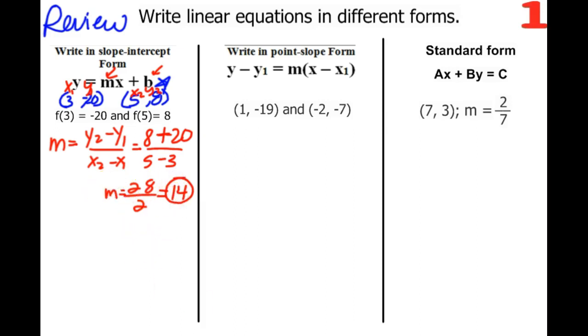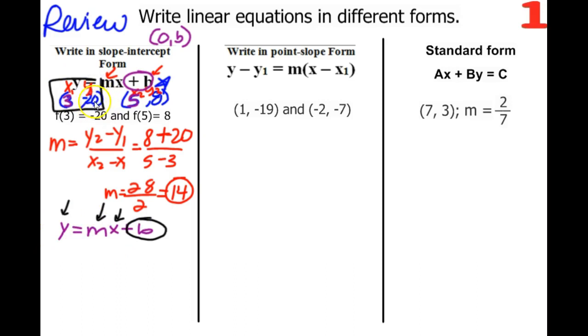That's our slope. But we also need to find b. Now, remember, we can find the point (0, b), but neither of these points have a 0 first, so we need to use our equation to find b instead. We learned that we can plug in everything we know except b to find b. I'm going to use the second point because these are smaller numbers. I don't want to use 20. It's a big number. I'm going to use (5, 8).